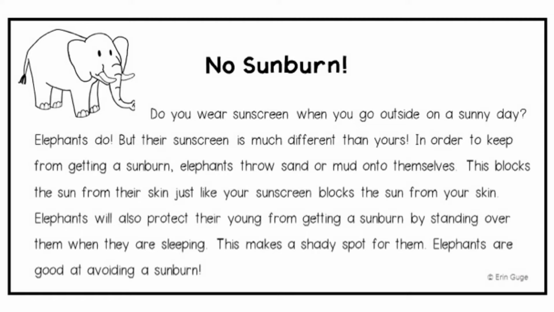This one is nonfiction and it's called "No Sunburn," and you can follow along as I read. Do you wear sunscreen when you go outside on a sunny day? Elephants do, but their sunscreen is much different than yours. In order to keep from getting a sunburn, elephants throw sand or mud onto themselves. This blocks the sun from their skin, just like your sunscreen blocks the sun from your skin. Elephants will also protect their young from getting a sunburn by standing over them when they are sleeping. This makes a shady spot for them. Elephants are good at avoiding a sunburn.